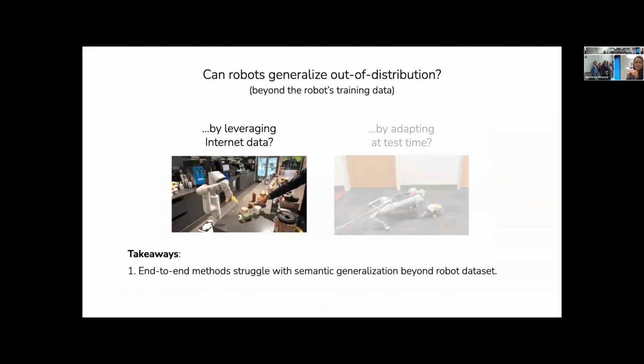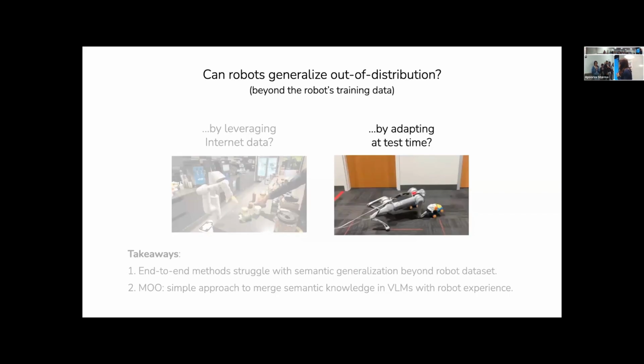Awesome. So the takeaways here is that first, end-to-end methods are going to struggle with semantic generalization to beyond the robot data set, and by merging semantic knowledge from VLMs into the robot's policy, we can actually allow robots to generalize out of distribution to new semantic concepts. Now, this is kind of the first approach of leveraging and essentially broadening the data distribution. I think that this will be important, but also, even then, robots might encounter situations that are still out of distribution that you don't anticipate.